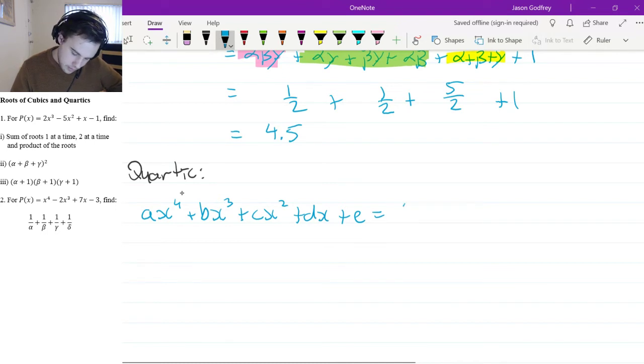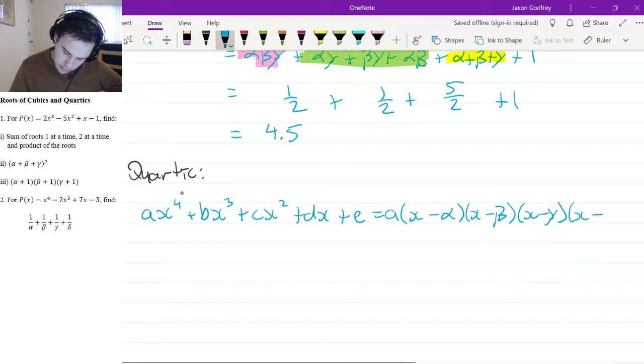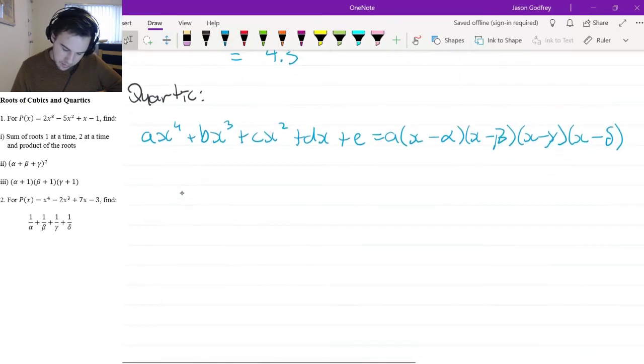And since it's to the power of 4, there's going to be 4 roots. So x minus alpha, but again we need that coefficient out the front of the same as to get x to the 4. X minus beta, x minus gamma, and then the next letter along in the Greek alphabet is delta. Kind of something like that. Again, if you want to look up the Greek alphabet, do that, if mine looks a bit dodgy.